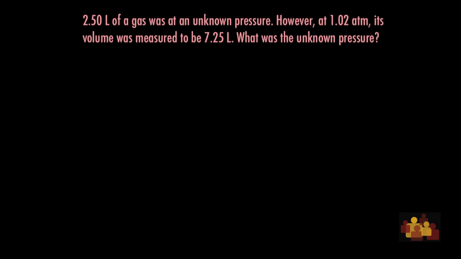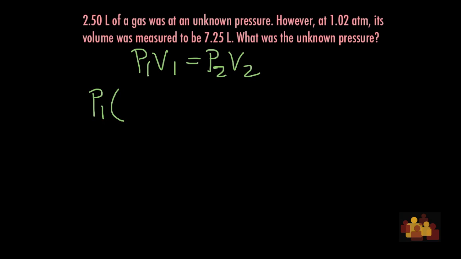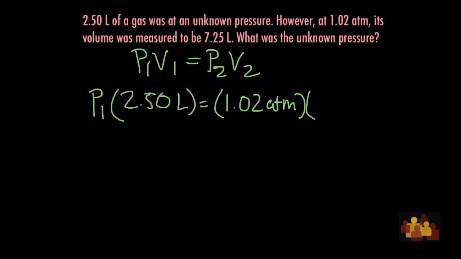Since we are given the initial volume and final pressure and volume, we can find this using Boyle's law. Remember, I'm assuming that temperature and amount are held constant. So I'll use a green pen this time. P1V1 equals P2V2. We want to find P1, so I'll leave that as it is. V1 is 2.50 liters. P2 is 1.02 atmospheres. And V2 is 7.25 liters.